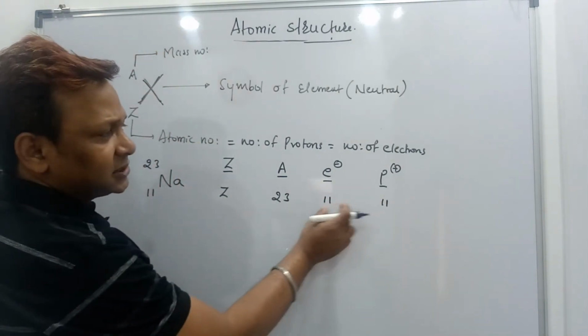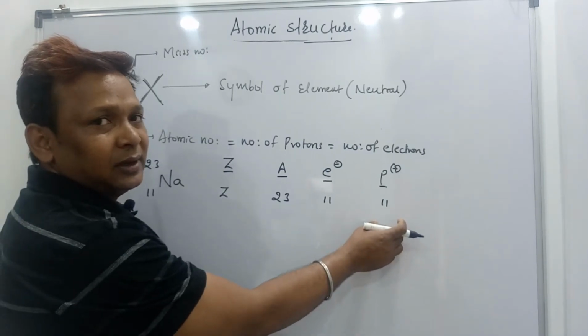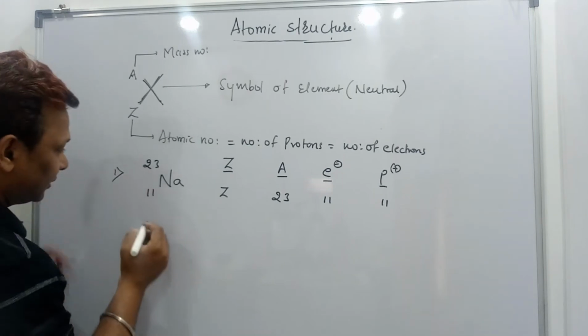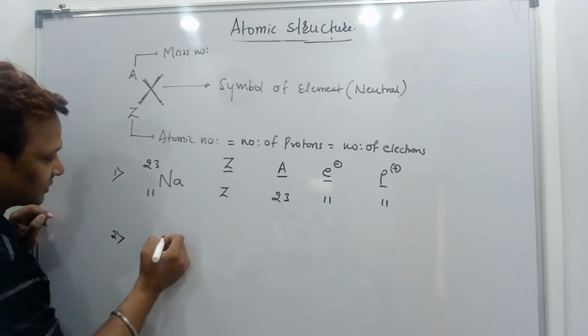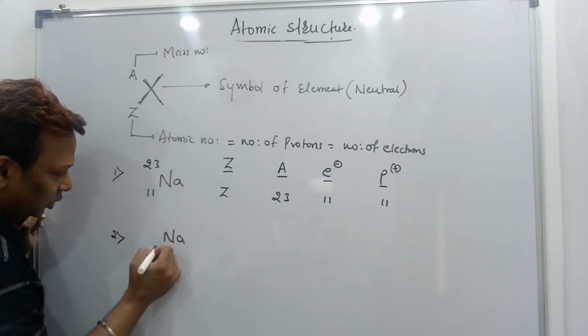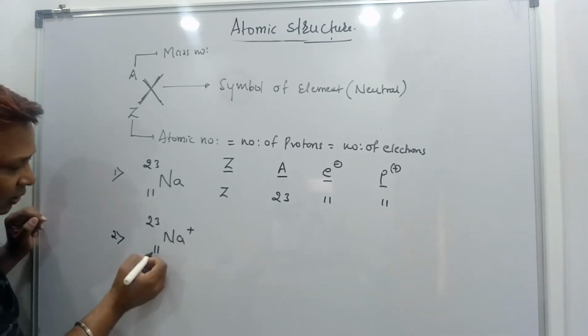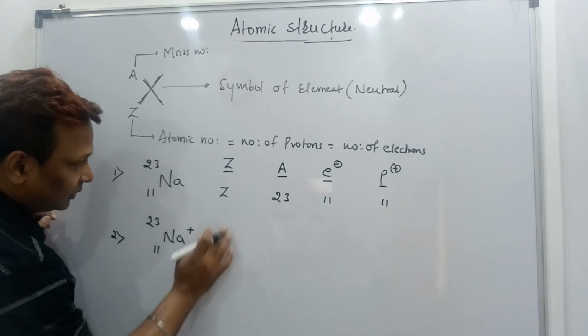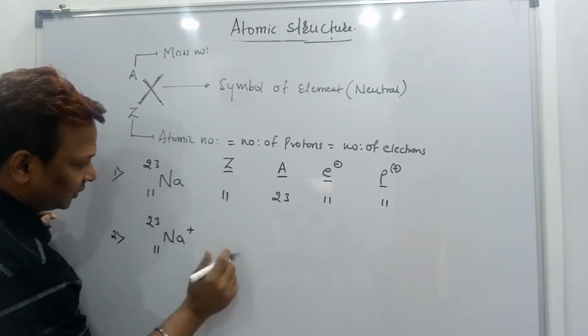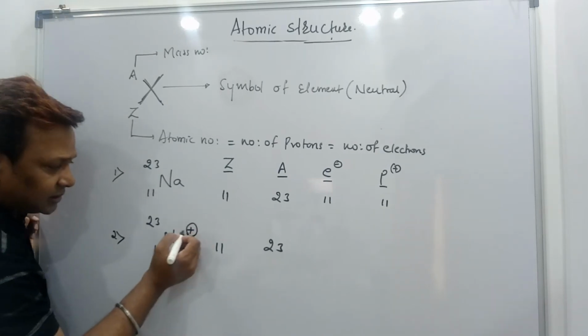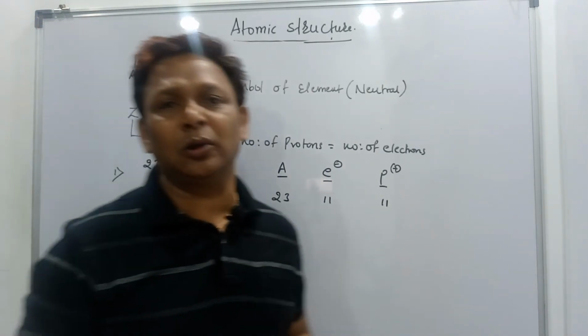Negatively charged and positively charged particles are equal and opposite, hence the atom is electrically neutral. Second point: sodium, atomic number 11, mass number 23, bearing one positive charge. Obviously 11 is the atomic number and 23 is the mass number. But a plus charge indicates that it loses one electron.